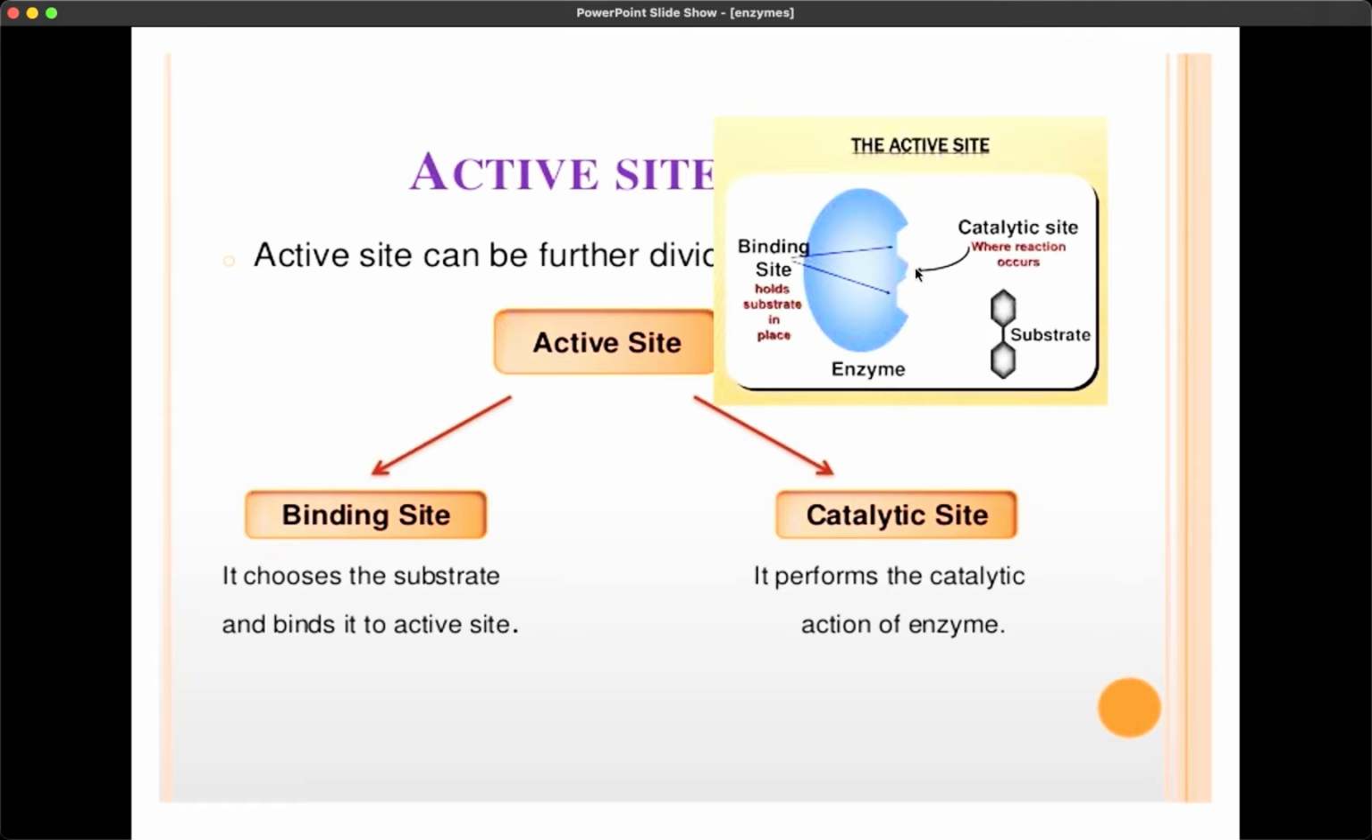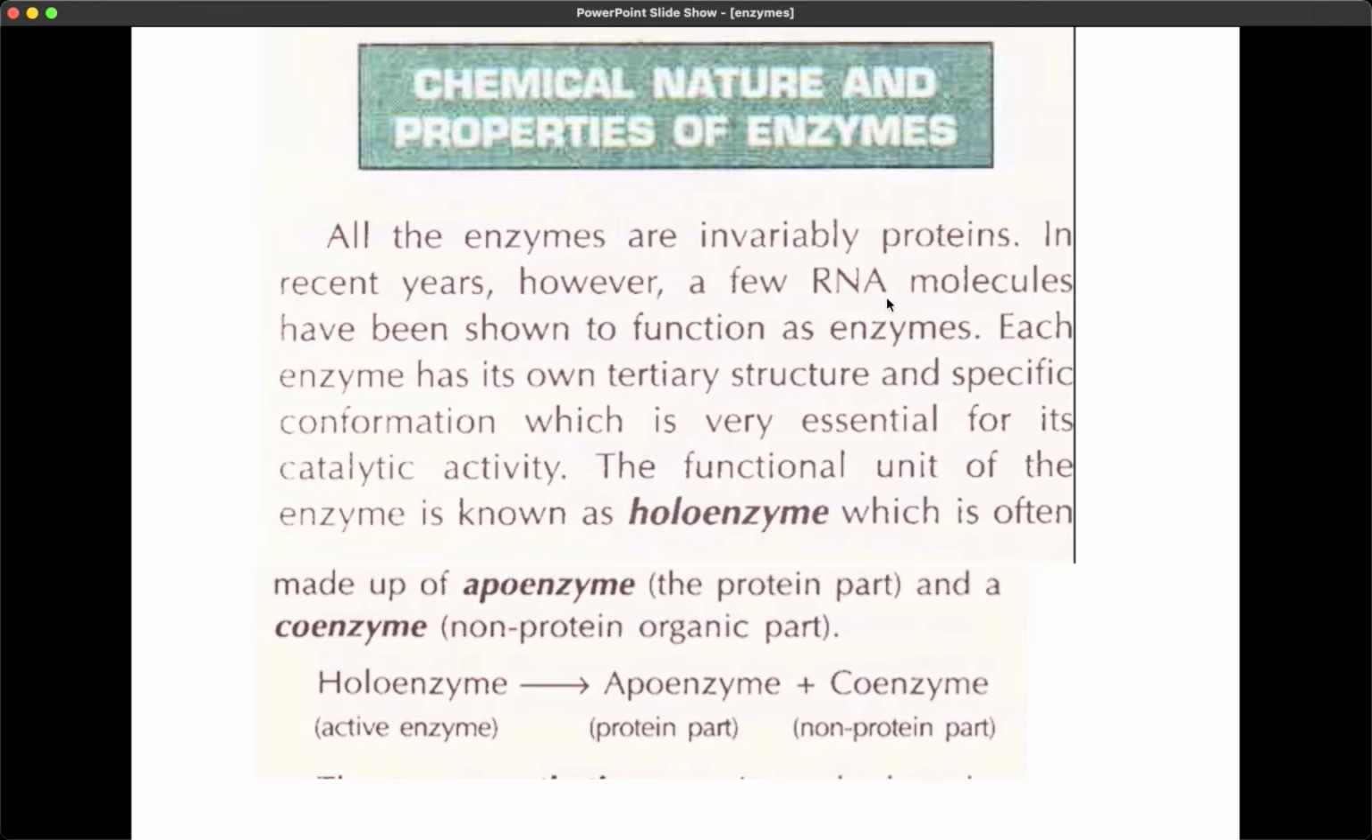So hence this reaction taking place is called as catalytic site, and here these two parts are called as the binding site. Okay, so in total this is our whole active site. Our substrate binds there.